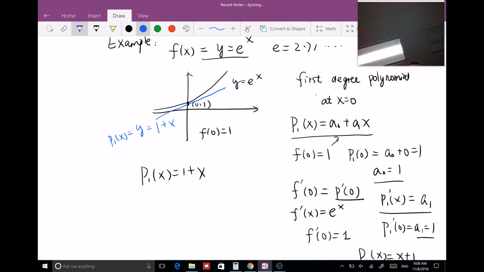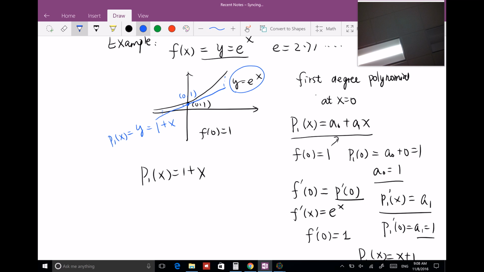You can look at these two functions. This is the exponential function. This is the first degree polynomial function 1 plus x. If I approximate it, they have exactly the same value at this point, (0, 1). However, close to this point, they're still pretty close, but further away, the error is pretty big.